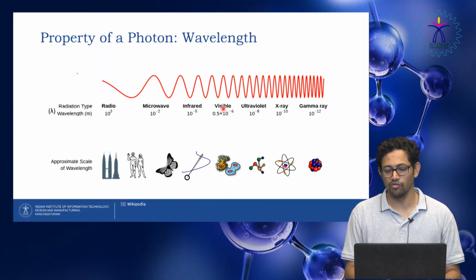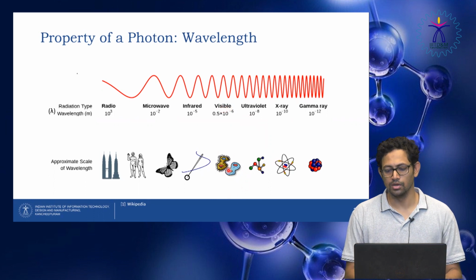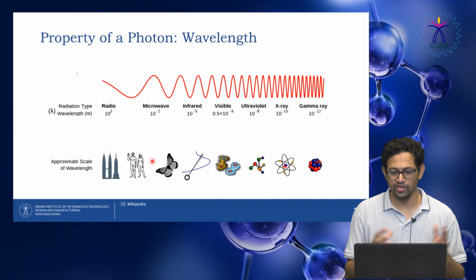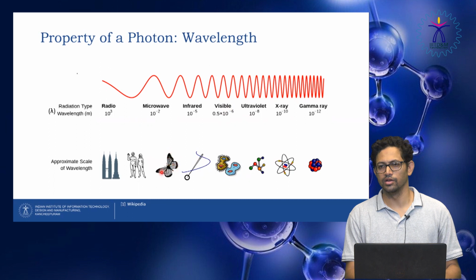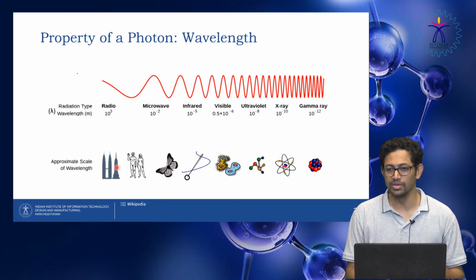For example, in the case of visible, we are in the dimension of a protozoa, or an E. coli or a bacteria. As you go on increasing the wavelength, it could be the size of an insect when we talk about microwave, then a human being, and then the radio waves.